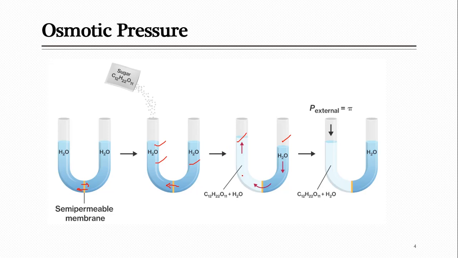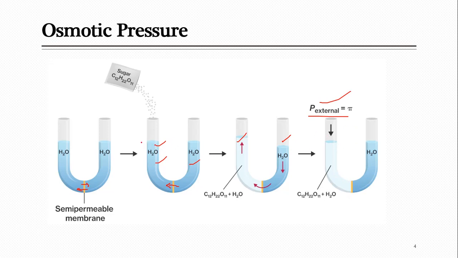So if we do not want this water to travel from the side with pure water to the other side where salt or sugar is added, what you can do is apply some external pressure. If we apply external pressure on this side only, what will happen? Water will be pushed to the other side and this will be balanced.